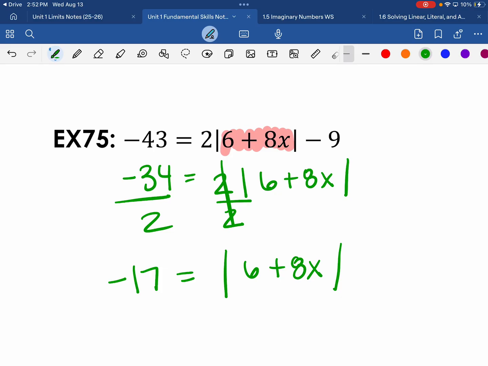Okay, so from here is where normally I would split this up, right? But something's happening. Does anybody see it?